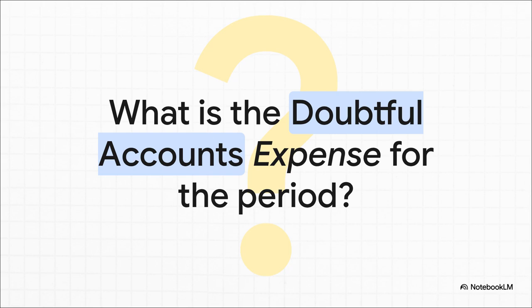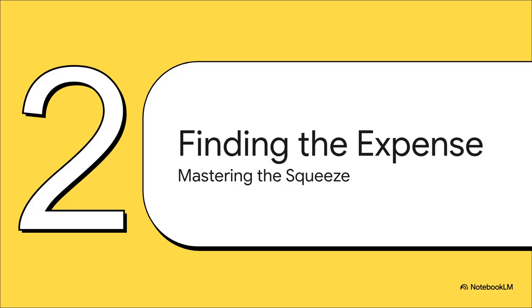So calculating that target was pretty straightforward, right? Maybe a little too easy. You know the exam isn't going to let you off the hook with just that. They're going to ask the real question. What's the doubtful accounts expense for the period? And this is where we shift from simple math into some real accounting detective work. And the tool for our detective work is a technique I call the squeeze. This isn't just another formula to memorize, it's a genuine exam hack. It turns a confusing problem that stumps tons of students into a simple logical puzzle. Let's master it right now.